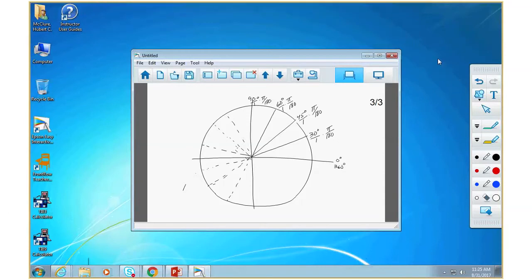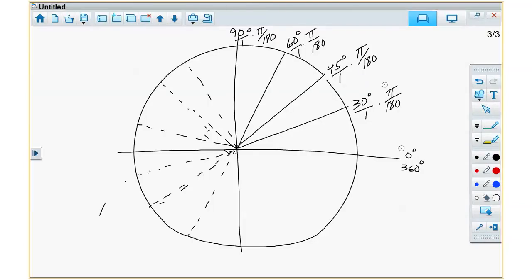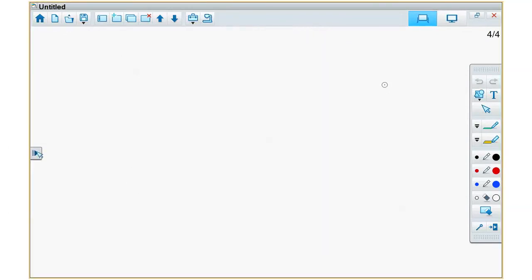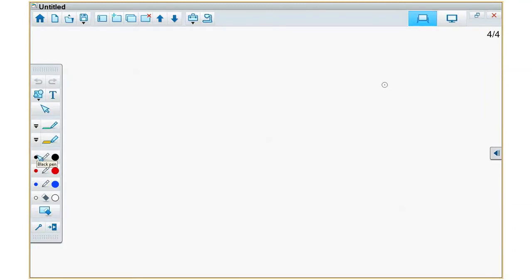Now, in trig, we're going into 8.2 now. In trig, you basically revolve around sine, cosine, tangent.